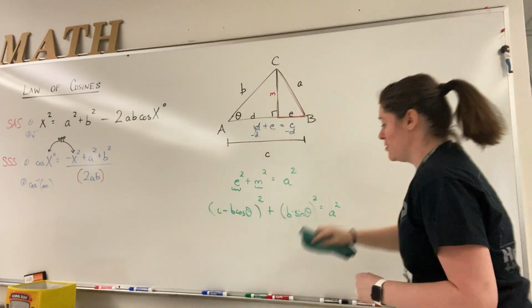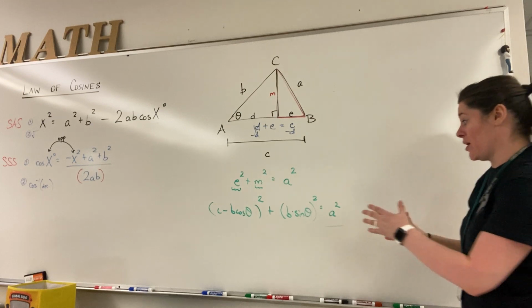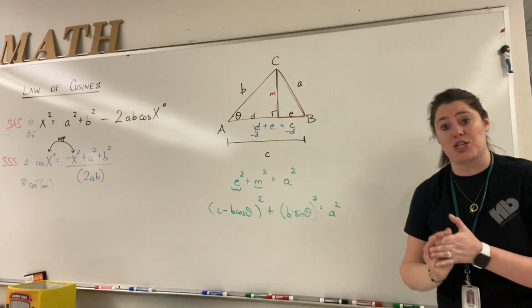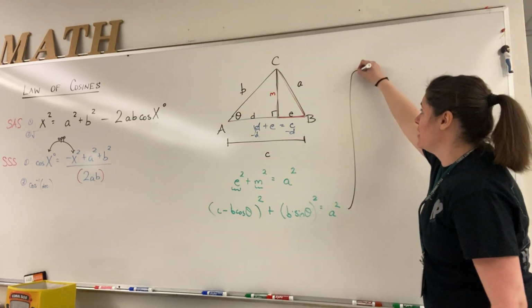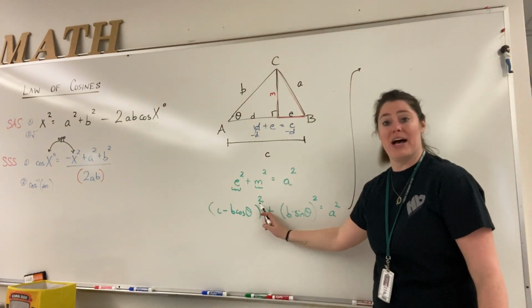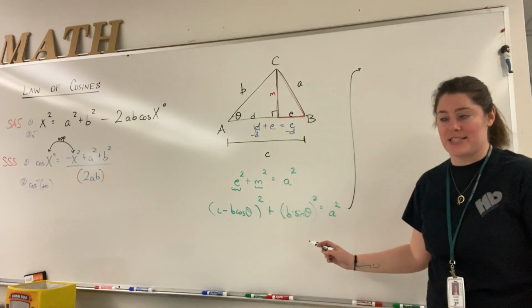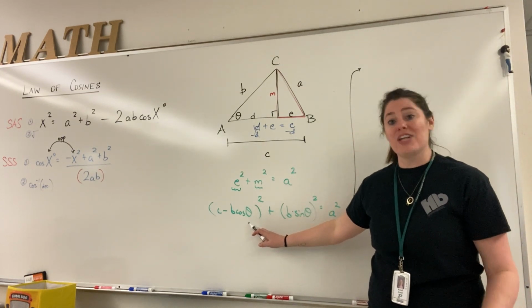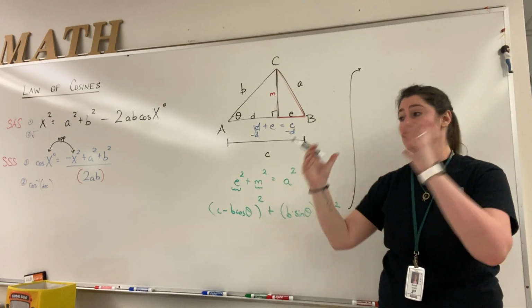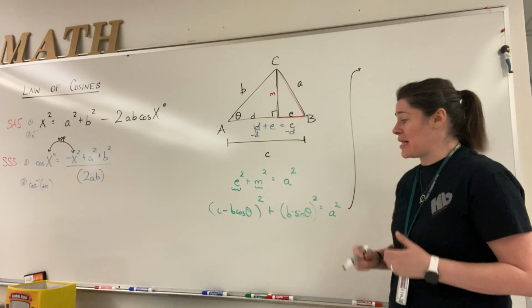What's next? Well, we've reached the place where we've done as much substituting as we can, and now instead we need to start simplifying. We need to actually go through and square these expressions. So in the case of this first one, C minus B cosine theta, we actually have to FOIL that because that's two binomials that we're multiplying together.